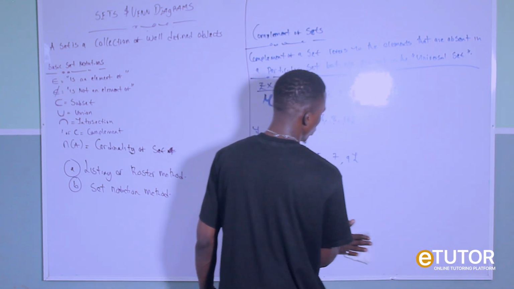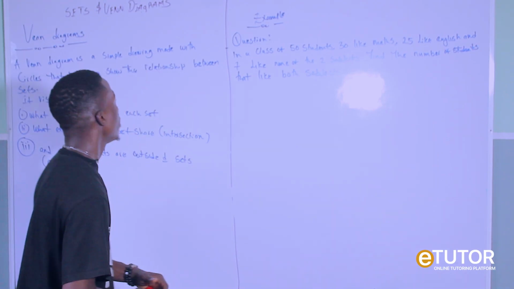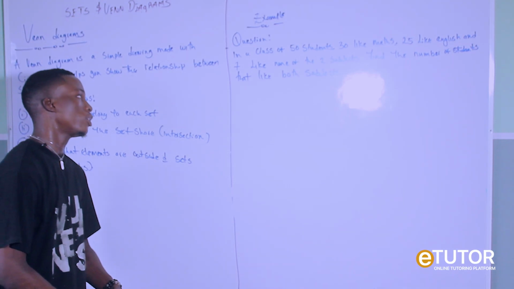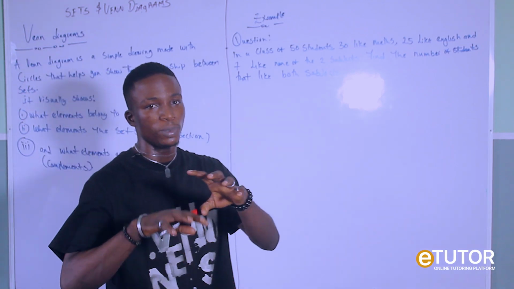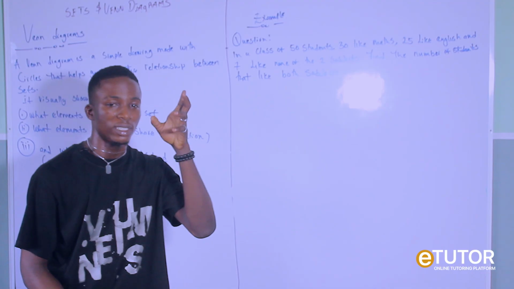Let us go into Venn diagrams. So what exactly is a Venn diagram? A Venn diagram is a simple drawing made with circles that helps you show the relationship between sets. So a Venn diagram basically shows relationships between different sets. It's set A, set B, and set C.